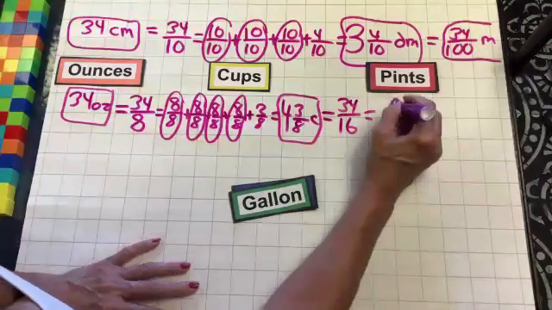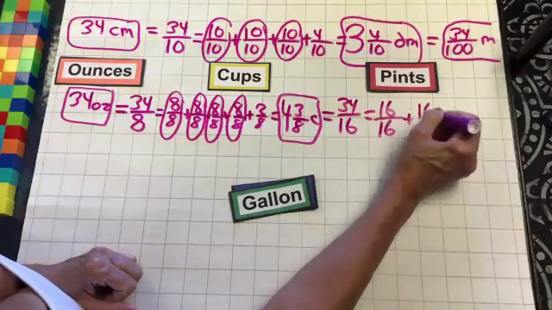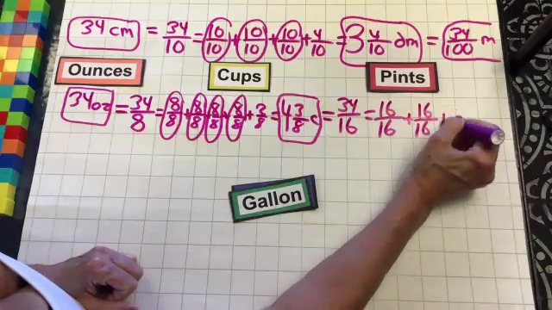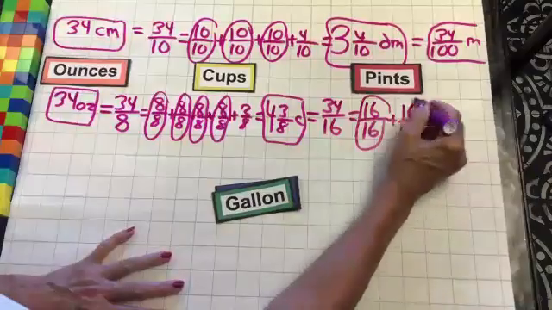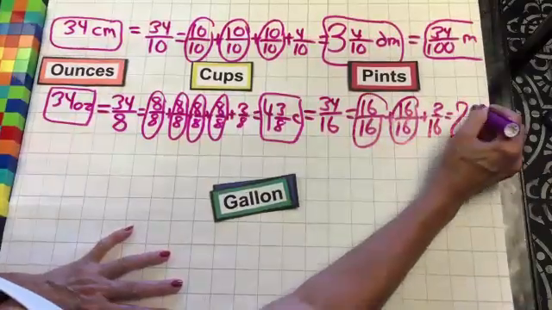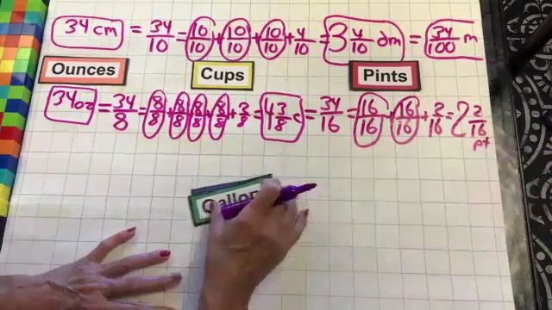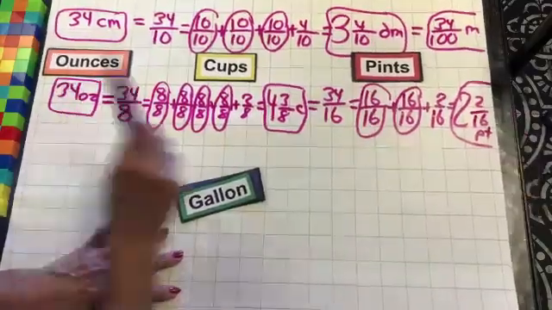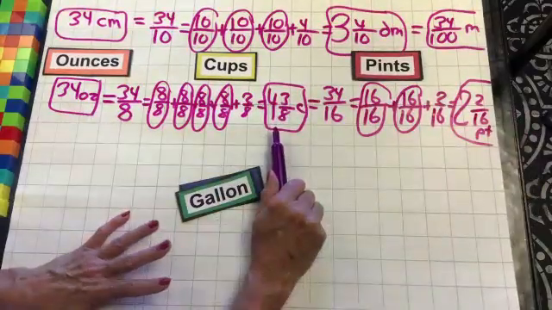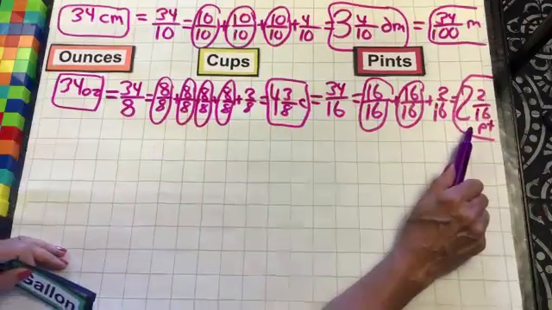And then pints, it takes 16. So we know 2 sixteenths is 32, so we know we're going to get 2 out of there. So we have 1, 2, 2 whole pints and 2/16 pints. So there we go. So 34 ounces equals 4 and 2/8 of a cup and equals 2 and 2/16 pints.